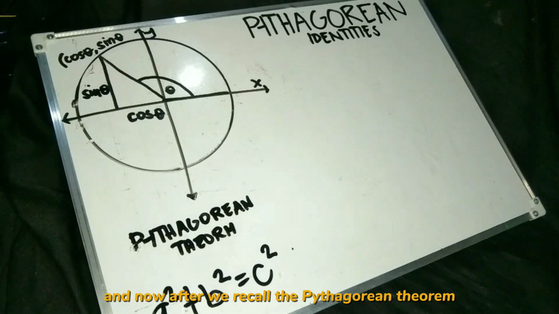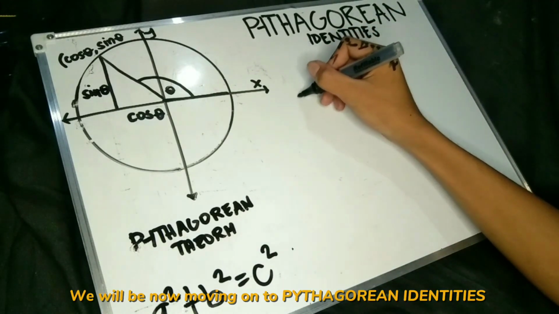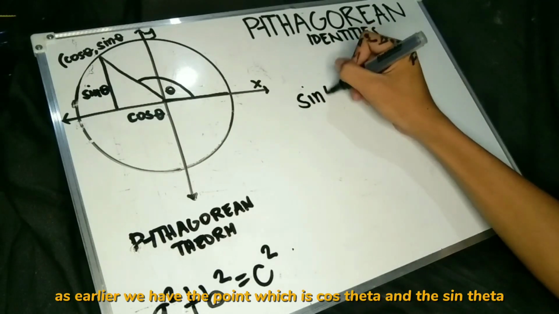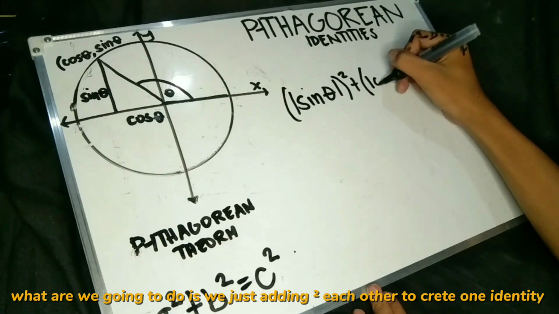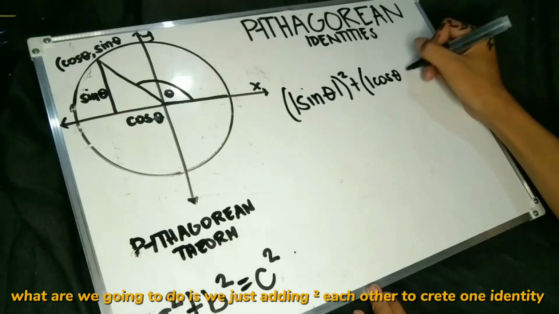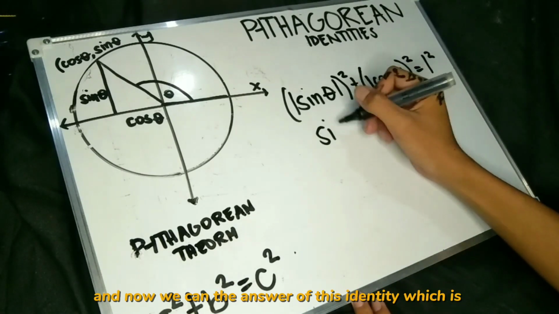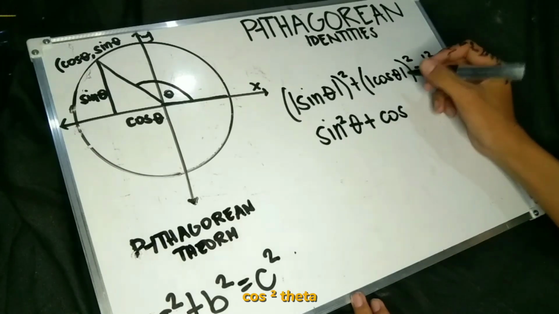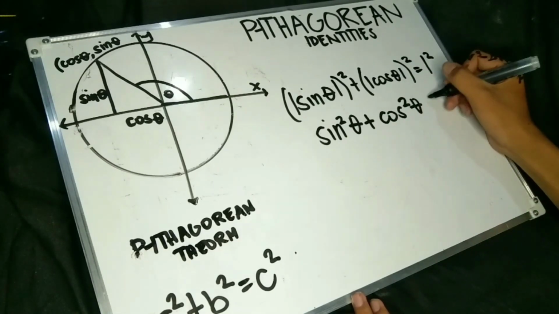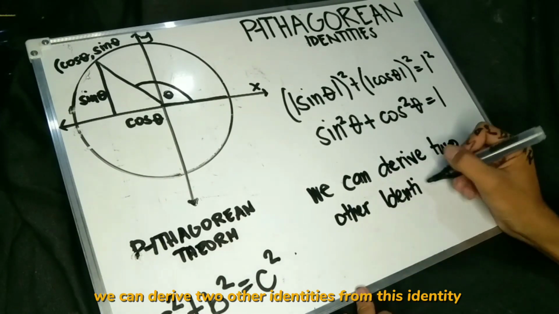And now after we recall the Pythagorean theorem, we will be moving on to Pythagorean identities. As earlier, we have the point which is cos theta and sin theta. What we are going to do is square each of them and add them to create one identity. And now we can get the answer of this identity, which is sin squared theta plus cos squared theta equals 1. We can derive two other identities from this identity.